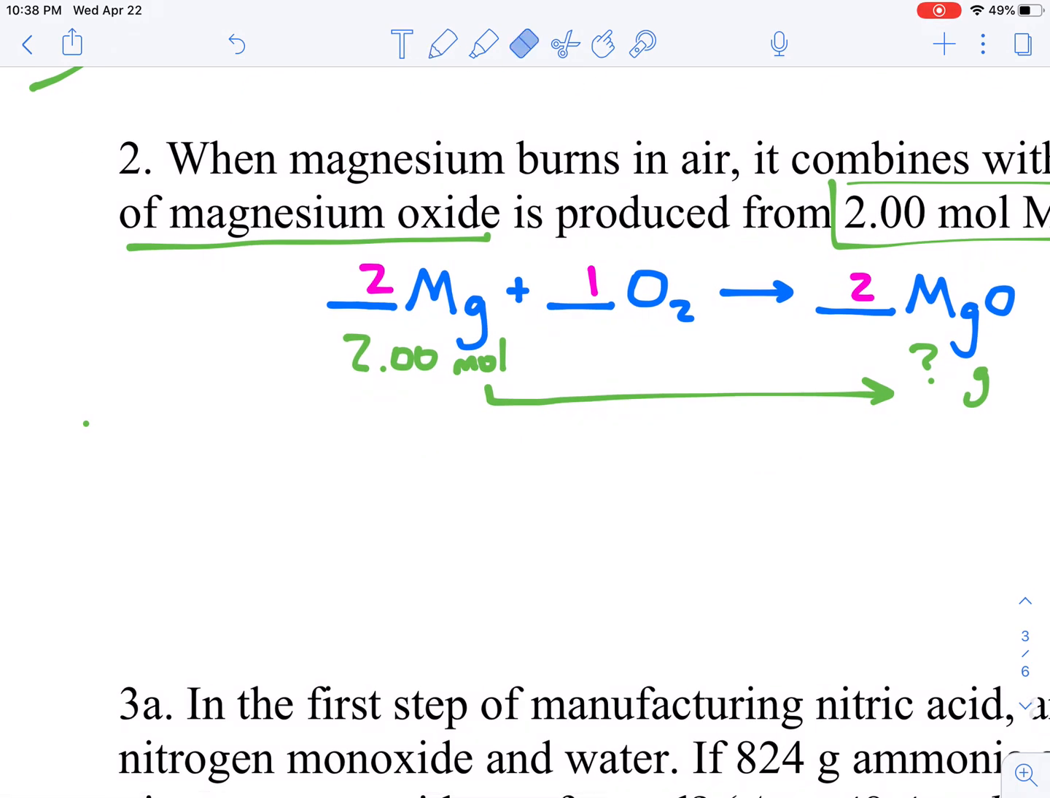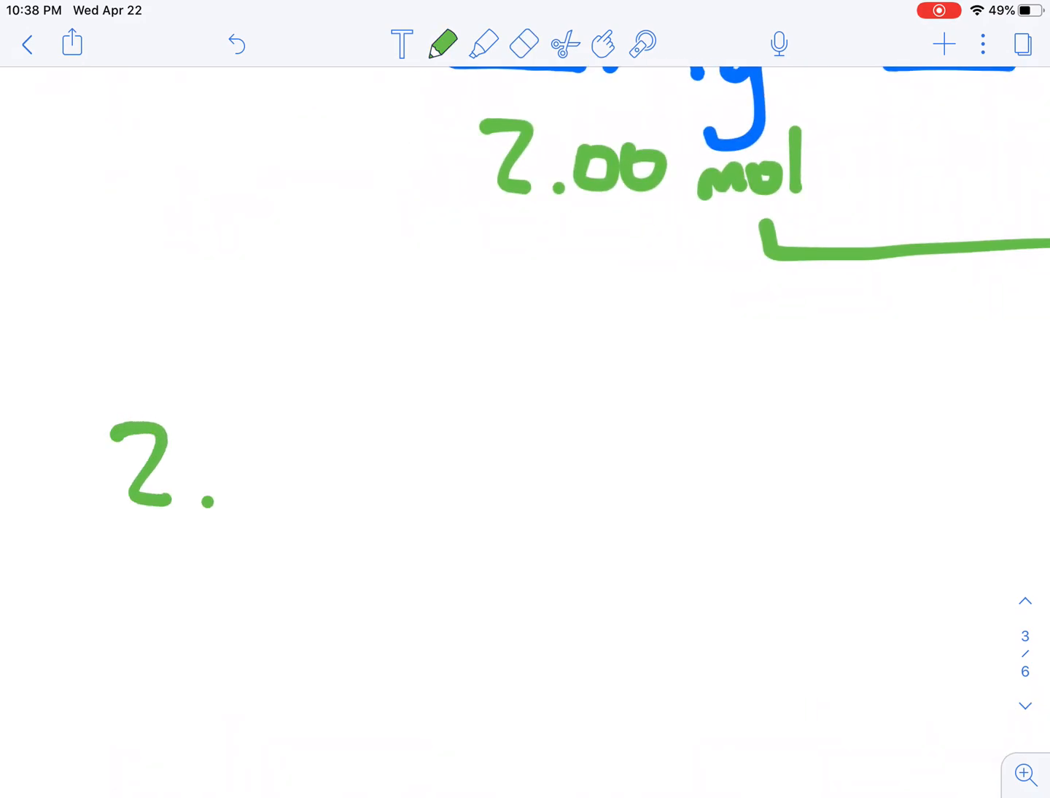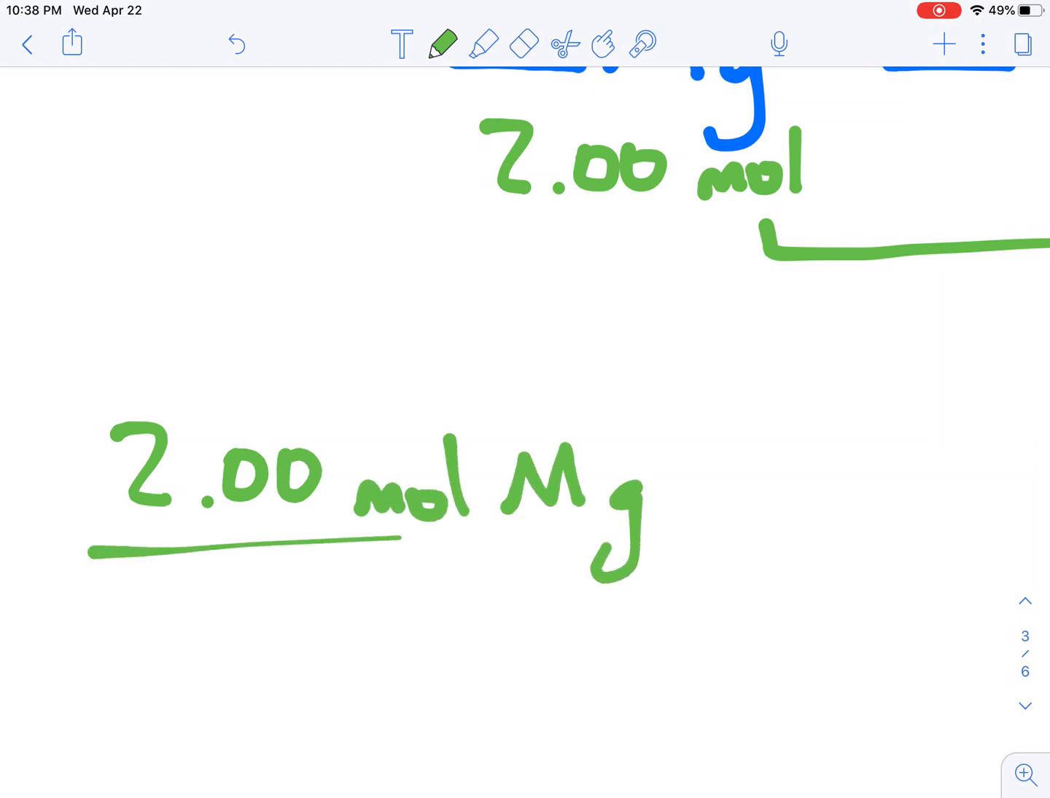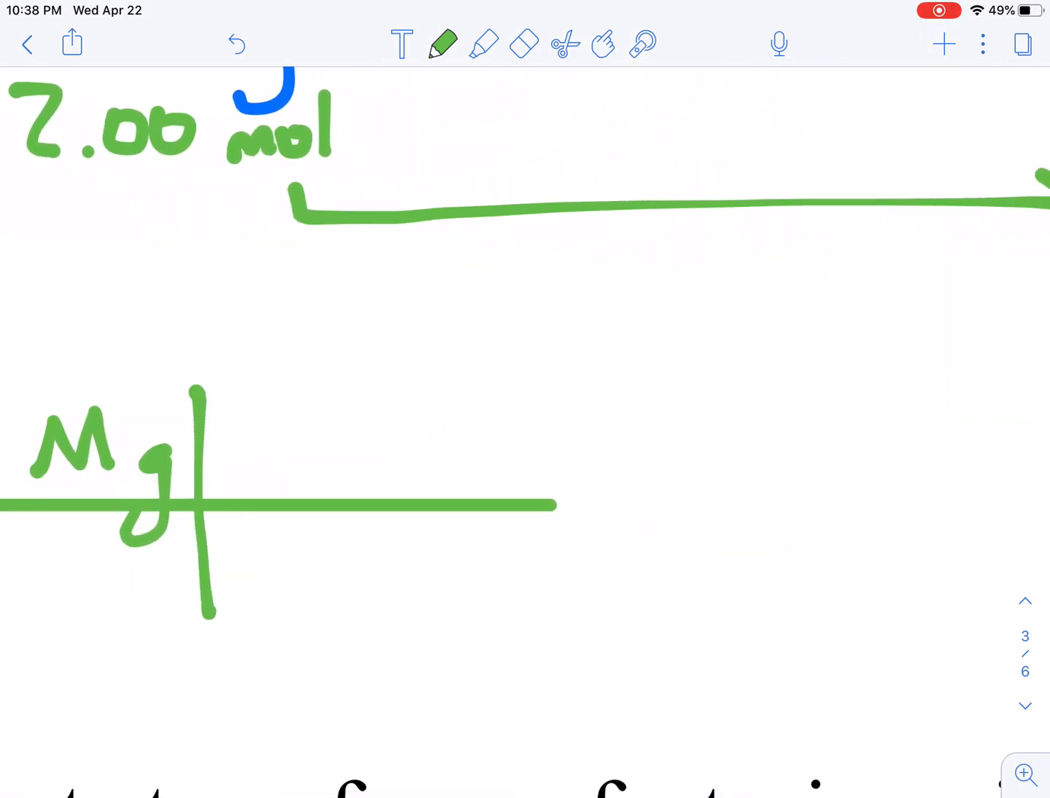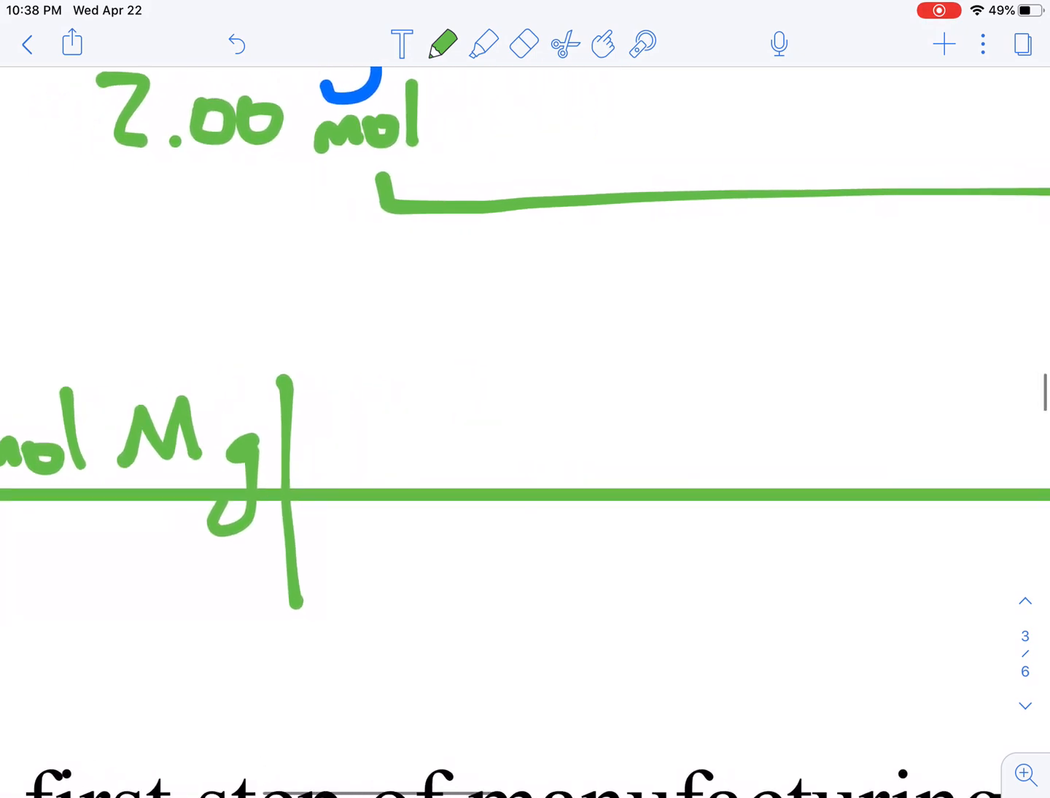Let's start with what we know, which is 2.00 moles of magnesium. You have to start with the known value, right, with a number. So 2.00 moles of magnesium. We are on a journey, and our journey is going to take us all the way over to magnesium oxide, and ultimately we want a mass of magnesium oxide. But if we're not sure where to go, we at least know that moles of magnesium must cancel out.